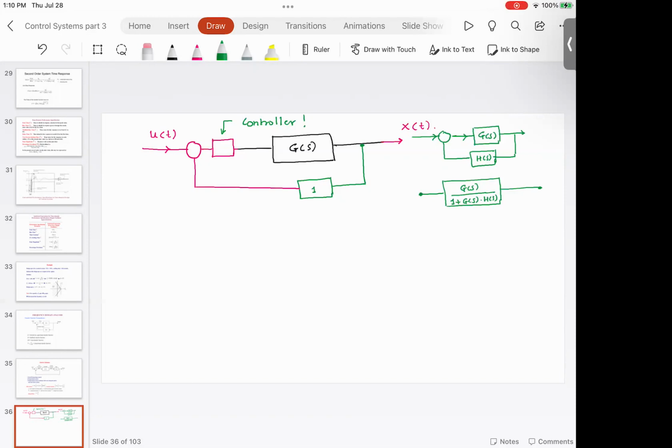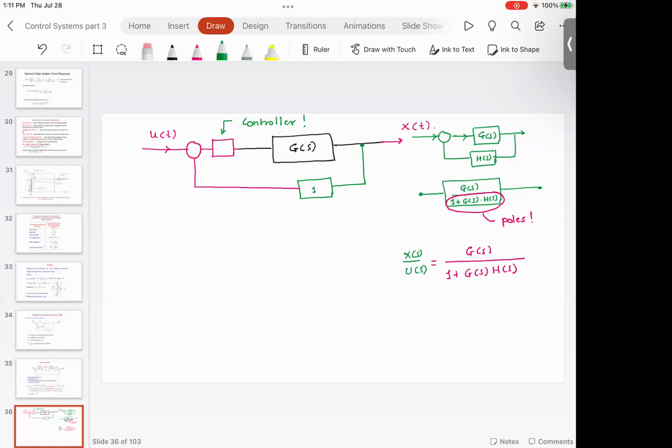Because remember, at the end of the day, what we want to do is control the system. The system is stable only if the denominator of this transfer function doesn't become 0 for certain values of S. In other words, we worry about poles. Poles are the locations where the denominator of the transfer function becomes 0. So now we have this closed loop transfer function, G of S divided by 1 plus G of S H of S. This is the transfer function, X of S divided by U of S, where X of S is the output.